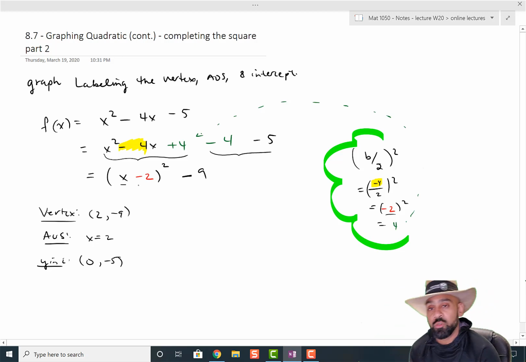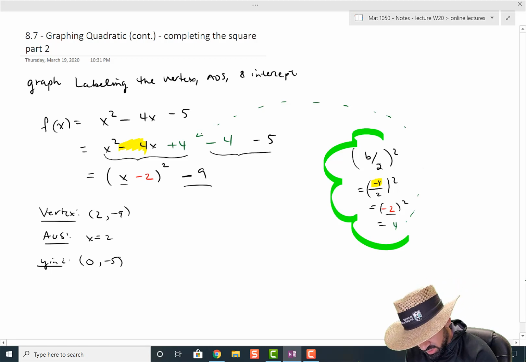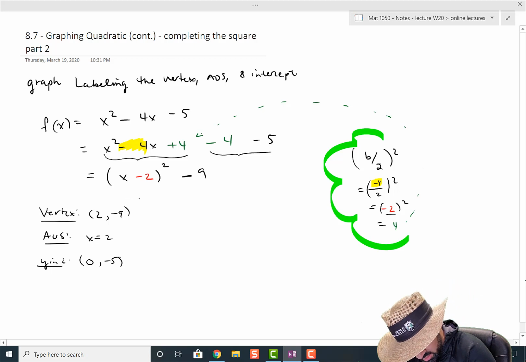X is 0, 0 minus 2 is negative 2. Then square that is 4. 4 minus 9 minus 5, okay? So just plug it in, you'll get minus 5, okay? Or you can go to the side and do it, either or. So I literally go to the side and say f of 0.